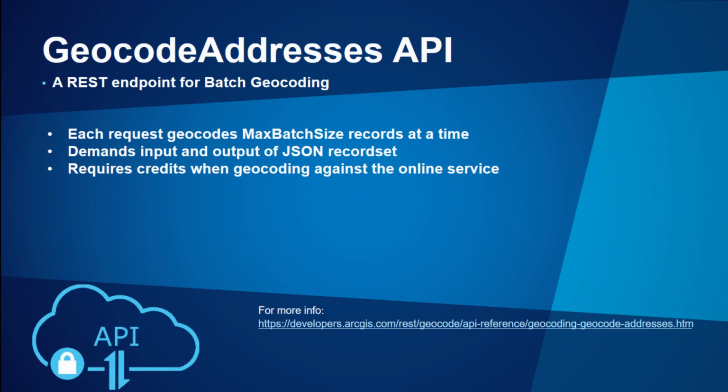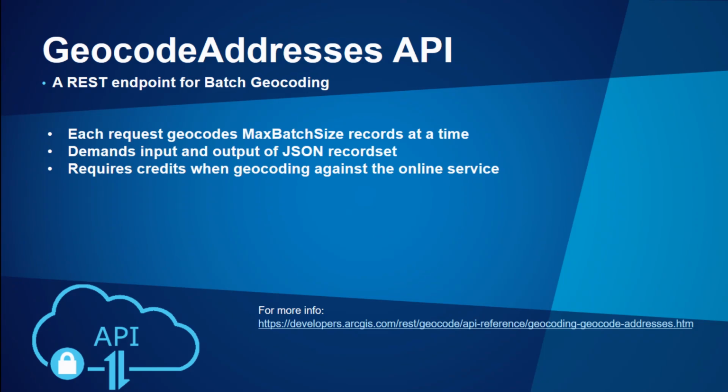So the Geocode Addresses API, you probably all know about this API. Whenever you stand up a locator service on an ArcGIS.com server, the locator service, if you click Allow Batch Geocoding, you receive this API. So you can call geocode addresses against any locator that you have the ability to geocode against.